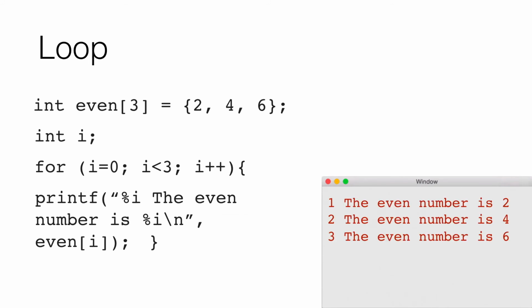When we run it, the printf function will be executed 3 times, each time with different values in the array. Notice that instead of writing the printf function every time, we can use a single loop to replace it.